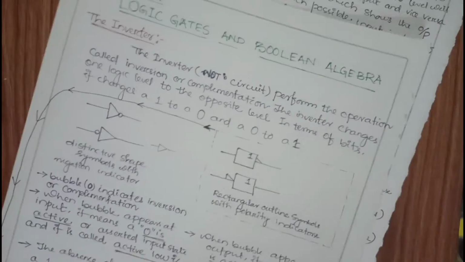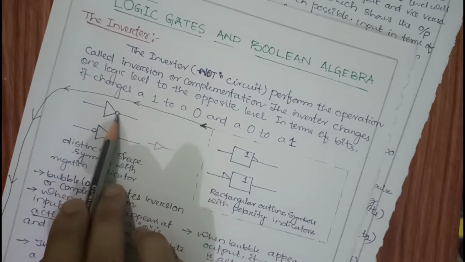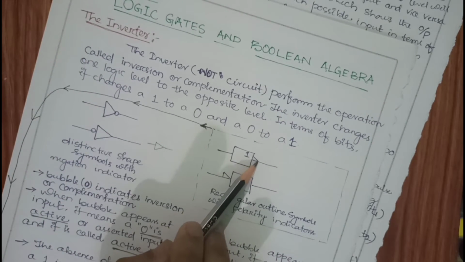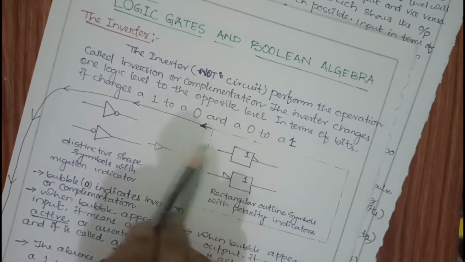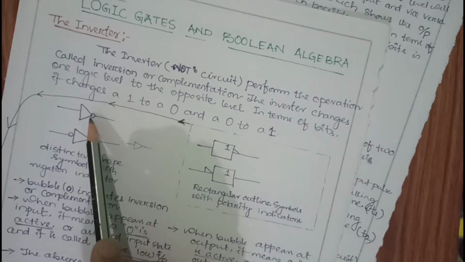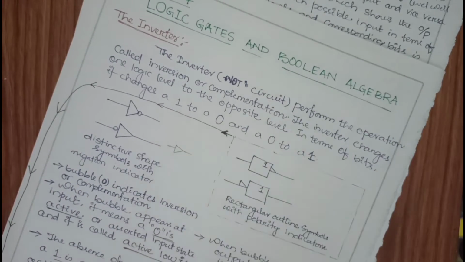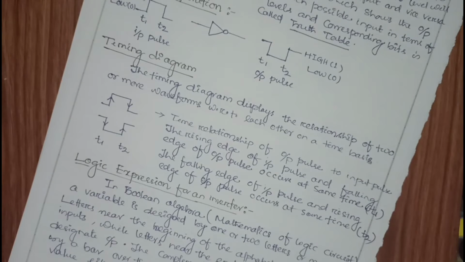Similarly, you can also represent this triangle with this square and this bubble with this triangle. Here the triangle does the function of that conversion, that is the inversion of this function. Similar to the bubble, here the triangle does the function of inversion or complementation. Then we will see the truth table, and you know the truth table.